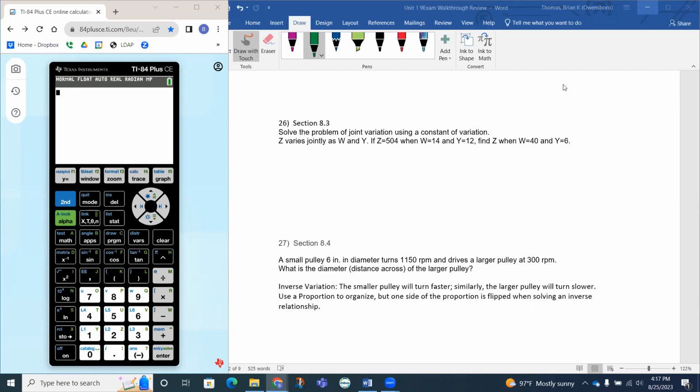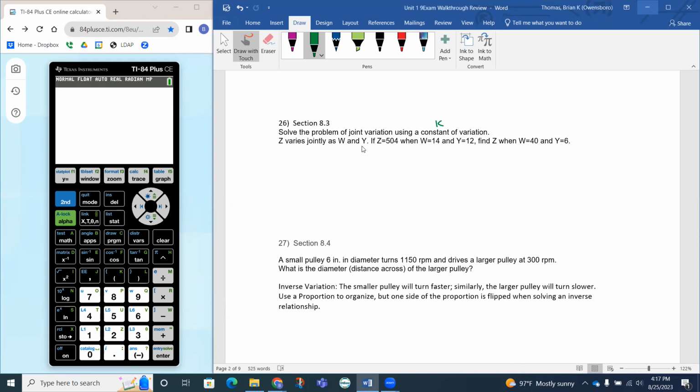So question 26 also comes from 8.3, which is direct variation. Solve the problem of joint variation using a constant of variation. The constant of variation is this K. Since it says Z varies jointly with W and Y, we're going to have the formula Z is going to equal this K times this W times this Y.